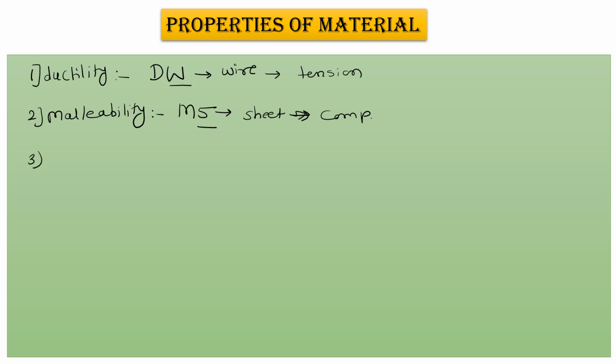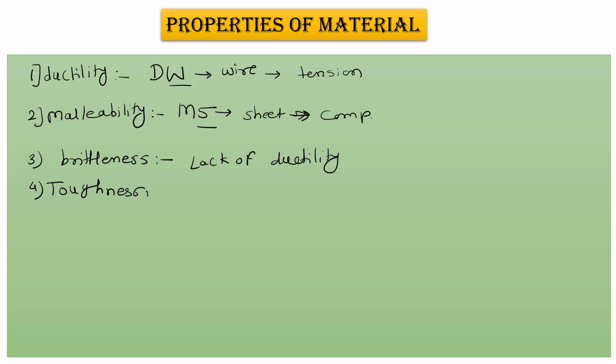Then next, brittleness. Brittleness is nothing but a lack of ductility. Then next property, toughness. Toughness is nothing but a resistance against fracture.